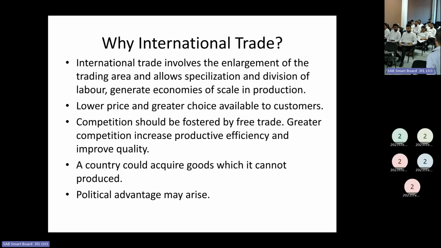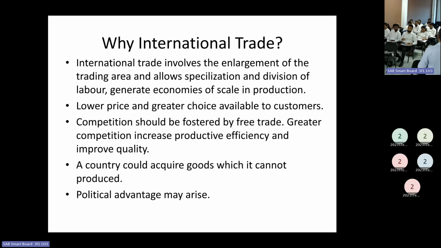So those who survive in the business increase the competition. That increases the efficiency over the longer term, and the quality. And some goods we cannot produce, so we can acquire those goods if we are engaged in international trade.